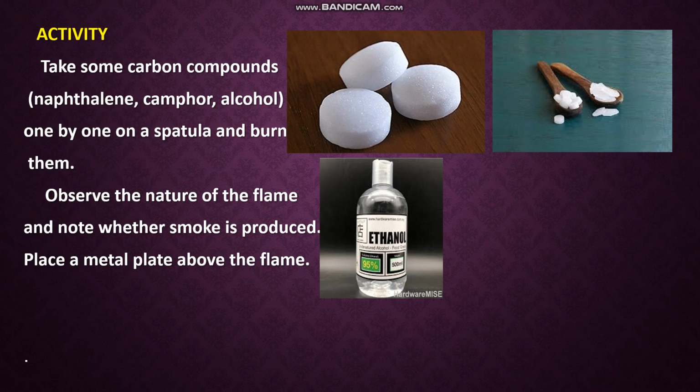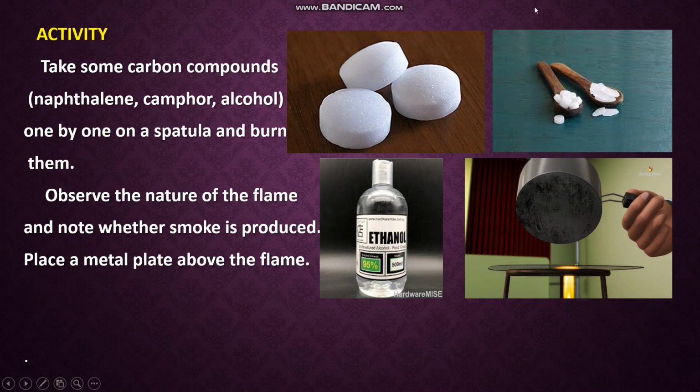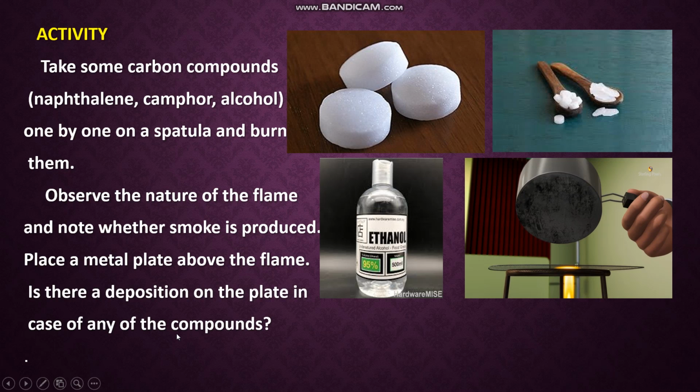Then place a metal plate above the flame. Why are we placing the metal plate? To note down whether it is a non-sooty flame or a sooty flame. If it is a non-sooty flame, no accumulation of carbon will be there on the bottom of the plate. If it is a sooty flame, we can see carbon particles accumulated at the bottom of the vessel. Here carbon particles are accumulated, we can see. So is there deposition on the plate in case of any of these compounds?